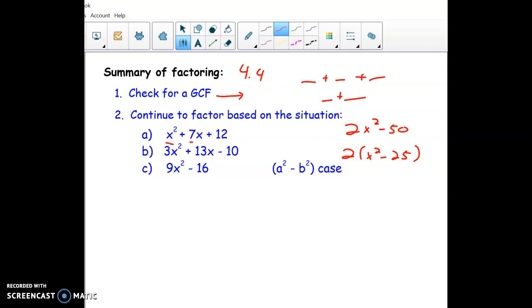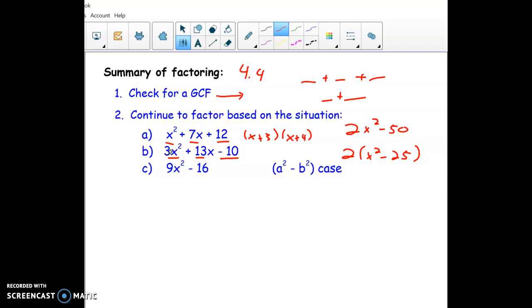The first two have 3 terms, okay? And you're going to factor those into little binomials. And the difference is the first one is fast factoring because of the x squared. You can just do x and x and then figure out what multiplies to the end number and adds to the middle. In this case, 3 and 4.